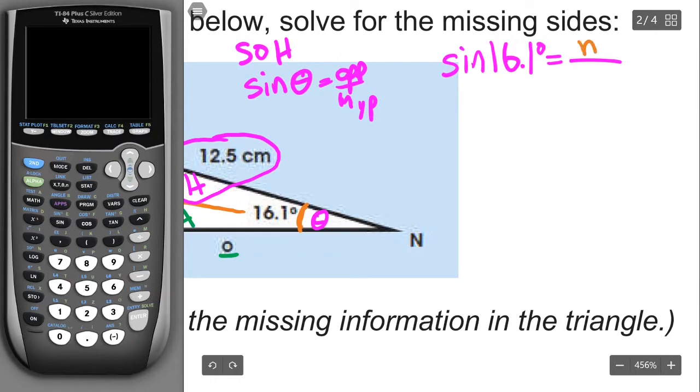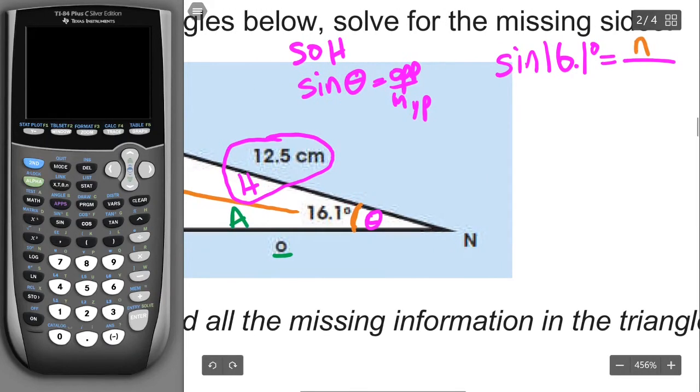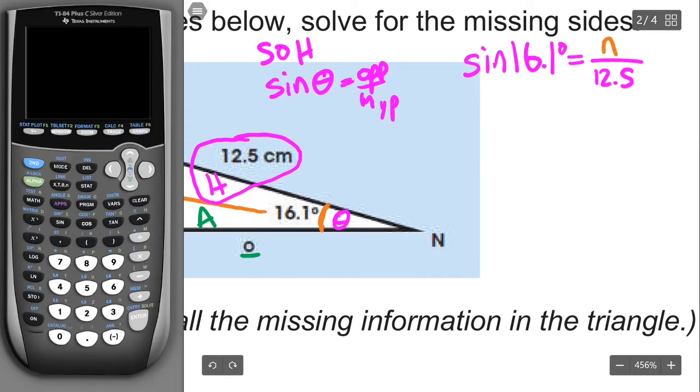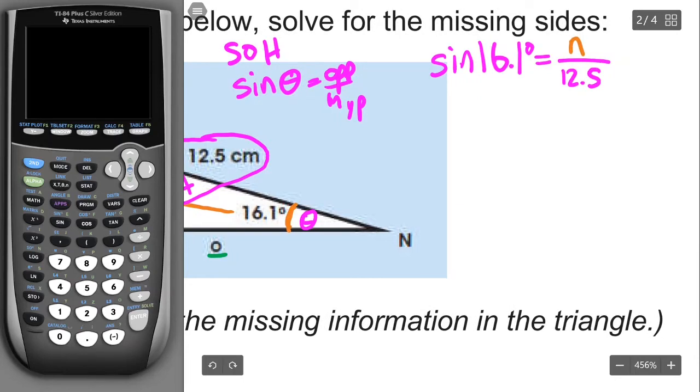So now I've got a variable for my side because I actually don't know what my opposite side is. So that's my n, and then my hypotenuse was given 12.5 centimeters. I'll leave the centimeters off. We'll just put the units in the last step again.